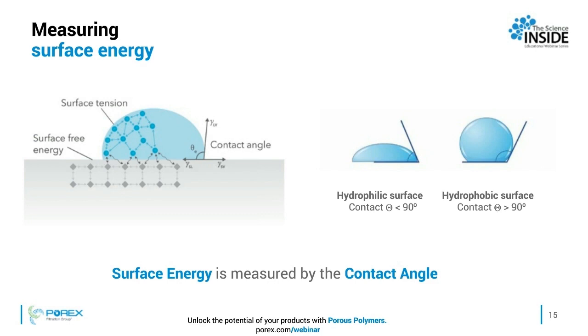How do we measure surface energy? It's measured by using a parameter called the contact angle. On the right-hand side, you can see a couple of images where a hydrophilic surface means one where the contact angle between the liquid and the material surface is less than 90 degrees, versus a hydrophobic surface, which is one where the contact angle is greater than 90 degrees. PTFE is a great example of a hydrophobic surface. PTFE has a surface energy of only 20 and it repels water really well.